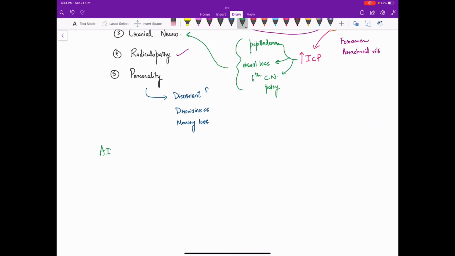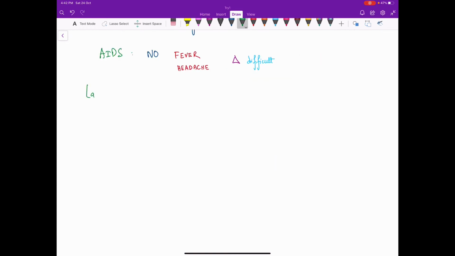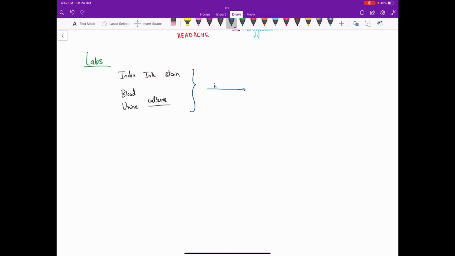People who have AIDS or are immunocompromised may present without fever or headache, which makes the diagnosis extra difficult. Now for the labs. Staining is done with India ink and blood and urine cultures are also done. If still inconclusive, antigen detection is done in the CSF.